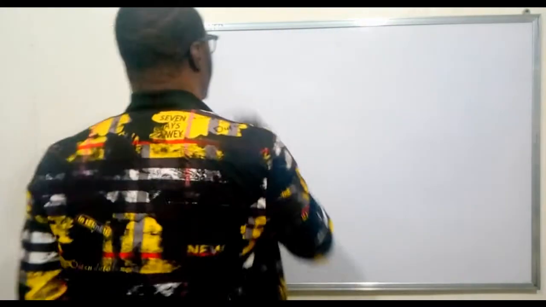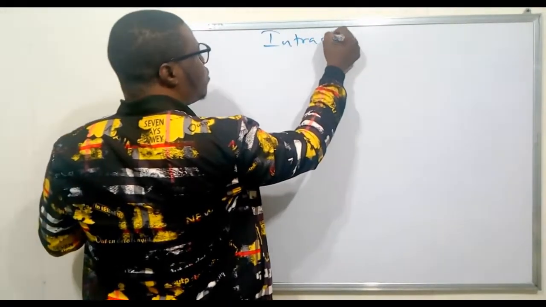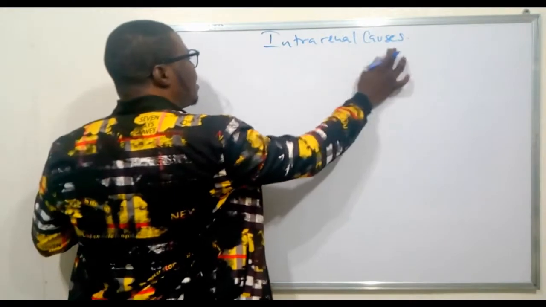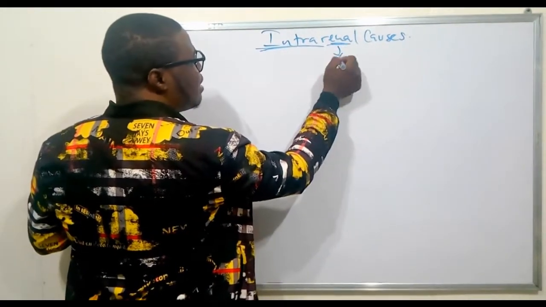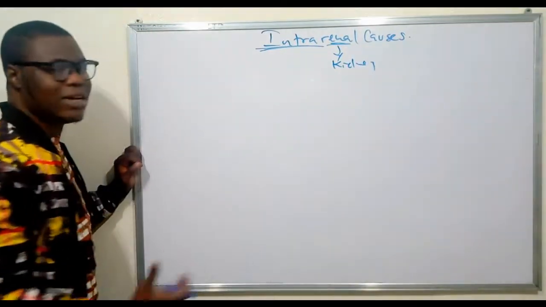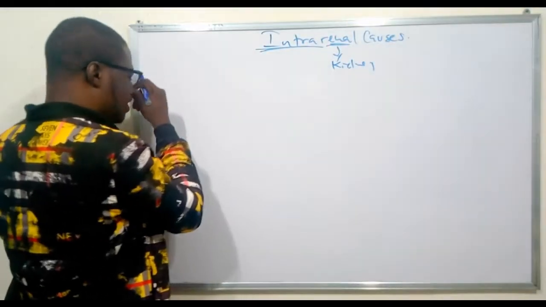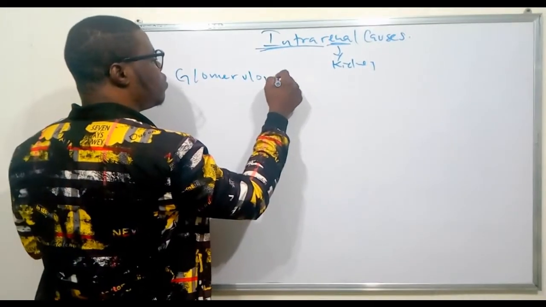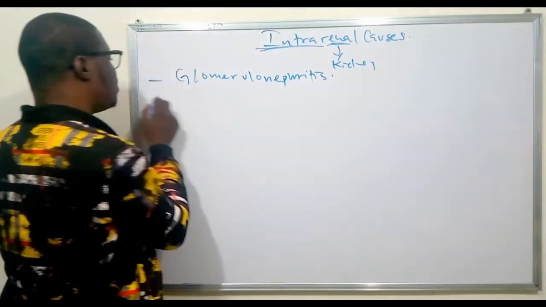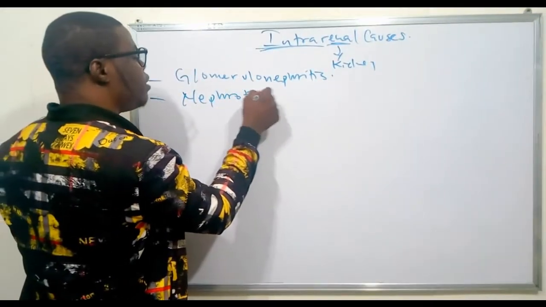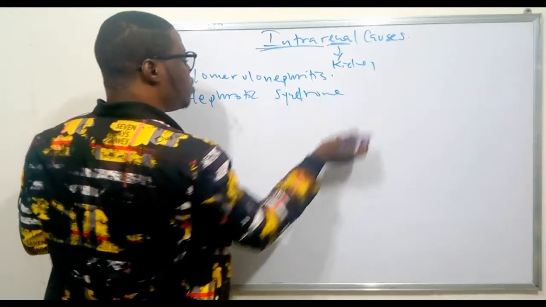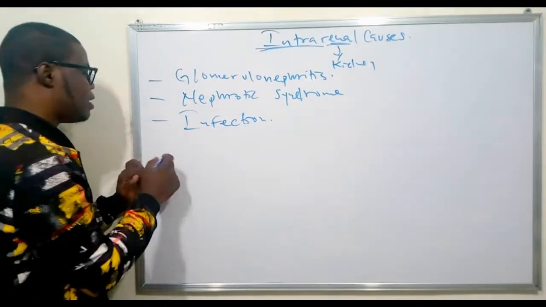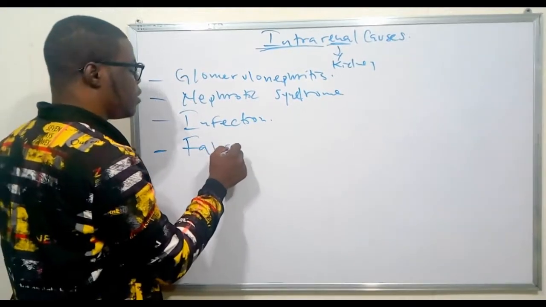Yeah, welcome back. So talking about the intra-renal causes. They are the causes of renal failure that originate within the kidney. So there are diseases affecting the kidney. So example is glomerulonephritis. We've done that, so you can just check our previous video. Glomerulonephritis can lead to renal failure. Nephrotic syndrome, we've done that as well. Nephrotic syndrome. So infection on a large scale, so infection of the kidney. So after that, we have Fabry disease.